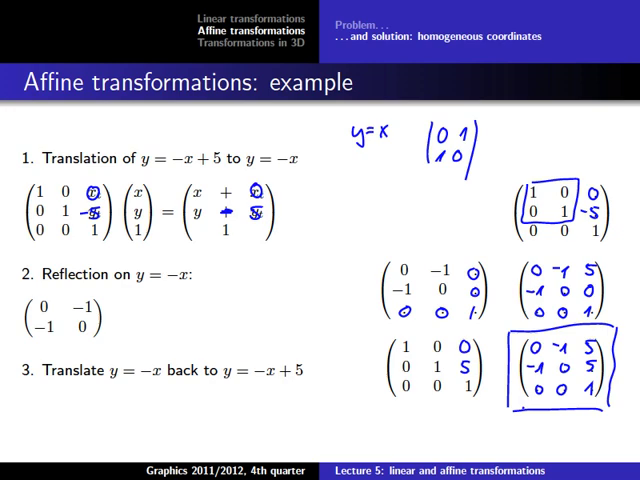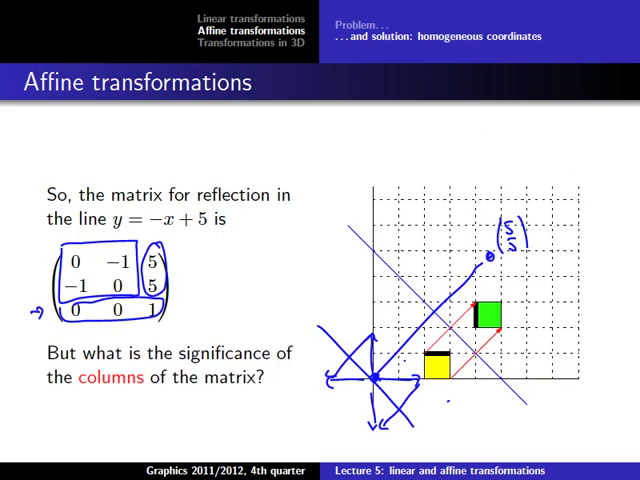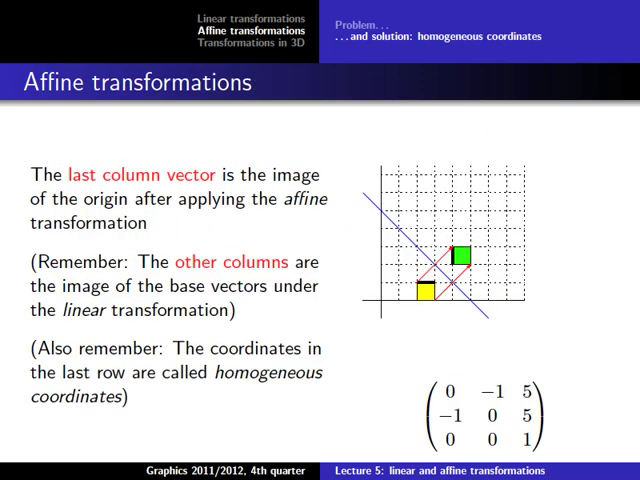So this is the important difference here, that these column vectors here are the column vectors that you get by the linear transformation of the base vectors, and this column vector is the one that you get by the affine transformation. And this here are the homogeneous coordinates.